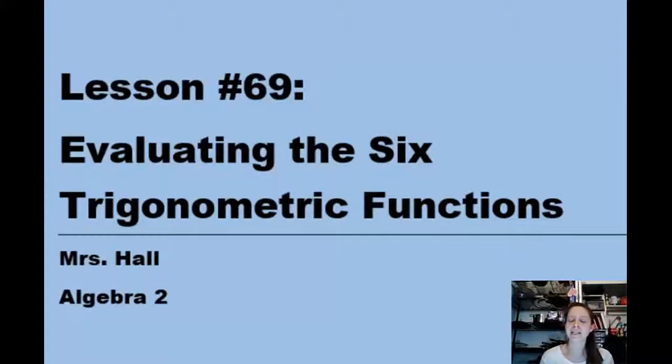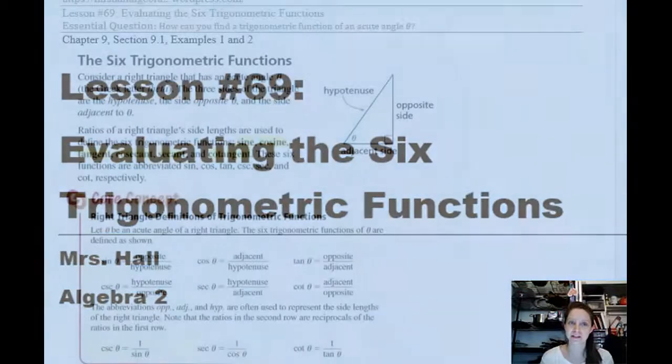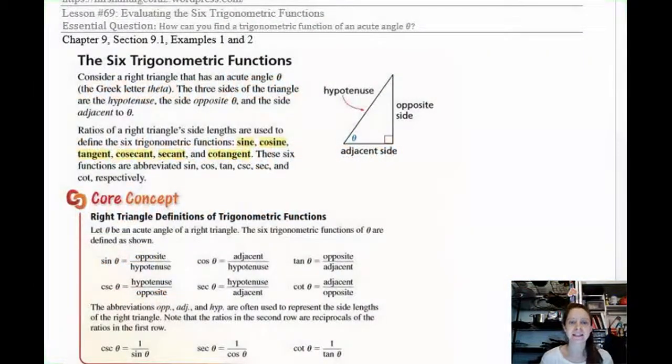Hi, I'm Miss Hall, and this is Lesson 69, Evaluating the 6 Trigonometric Functions. The 6 trigonometric functions. Consider a right triangle that has an acute angle theta. The 3 sides of the triangle are the hypotenuse, the side opposite theta, and the side adjacent to theta. You can see it in this diagram.